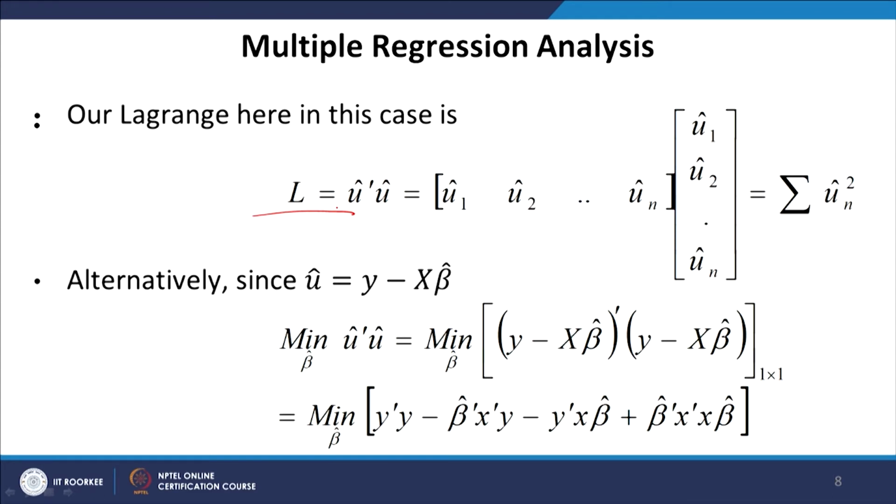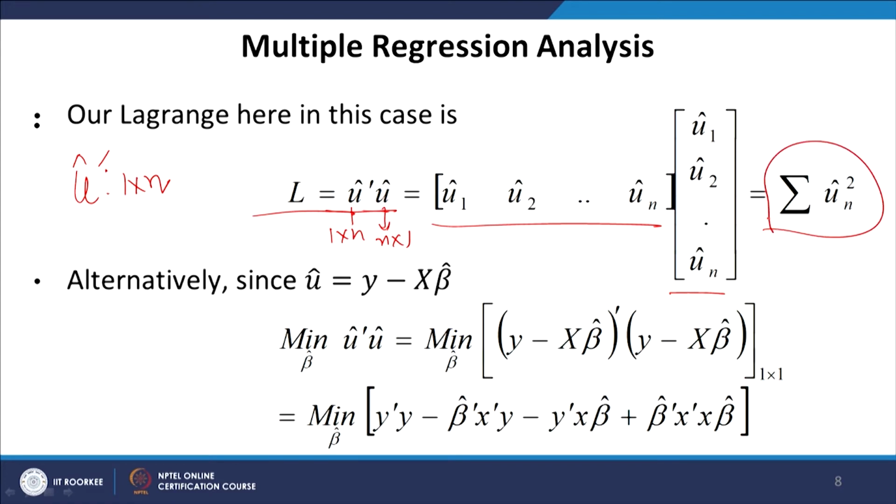So, here in this case our Lagrange, or basically the expression by minimizing which we obtain the values of the parameter estimates, is u hat prime u hat. You can see that u hat was an n by 1 matrix. So, u hat prime, which is the transpose of u hat, is actually a 1 by n vector. So, this is 1 by n, this is n by 1, 1 by n times n by 1, I have a 1 by 1 number. So, this is actually a number which is u hat squared summed over all n observations.